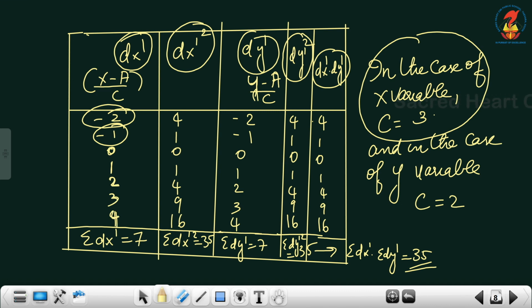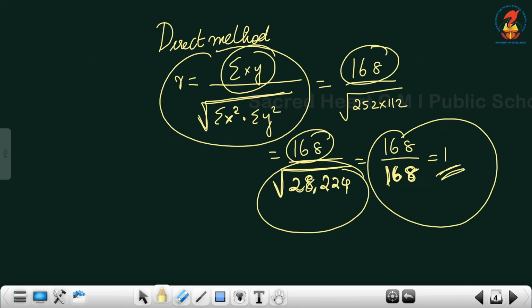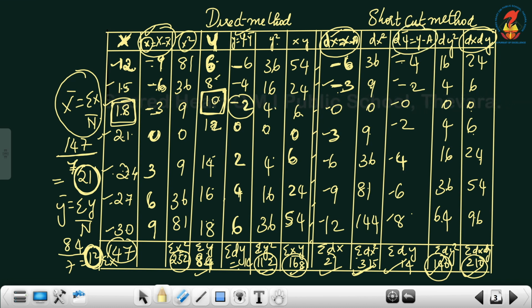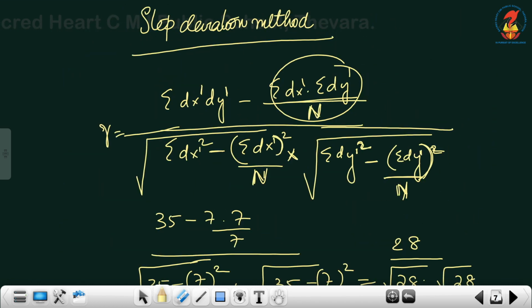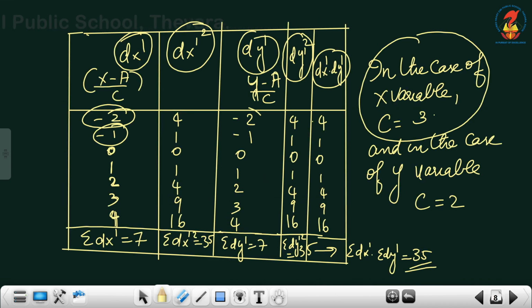Now likewise dy dash is y minus a by c. What is y minus a by c? Now here in the table you can find dy is y minus a. We took 10 as the assumed mean for y, isn't it? y minus a means 6 minus 10, that is minus 4. By c, what will you take as the common factor in the y variable? 6 plus 2, 8, 8 plus 2, 10, 10 plus 2, 12, 12 plus 2, 14. So in terms of the y variable here, the common factor is 2. Therefore, y minus a by c means minus 4 divided by 2. It should be minus 2. Let us see whether it is minus 2. Yes, it is minus 2. So likewise you have to find out y minus a by c. The rest of the values are minus 1, 0, 1, 2, 3 and 4.